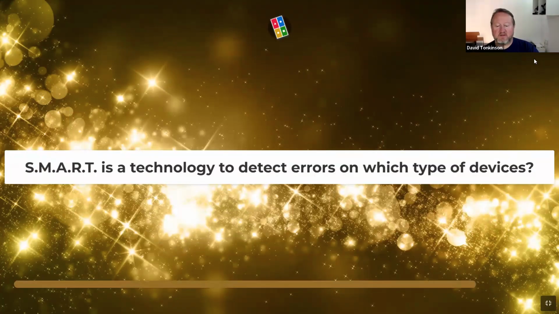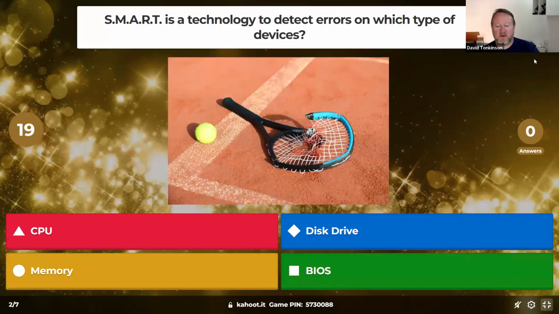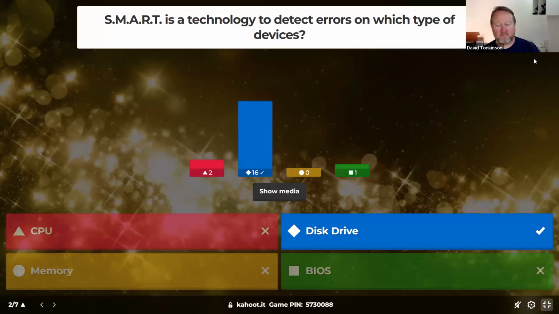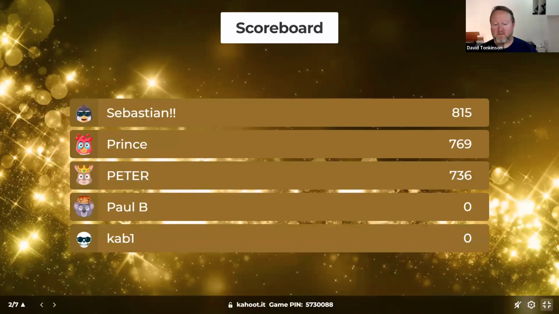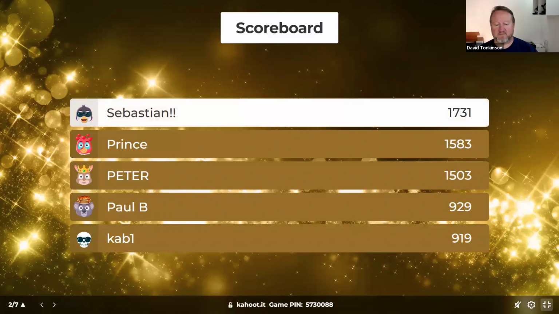SMART is a technology to detect errors in what type of device? That's more like it. Disk drive. So SMART basically deals with our disk drive errors. Well done, everyone who got that one right.